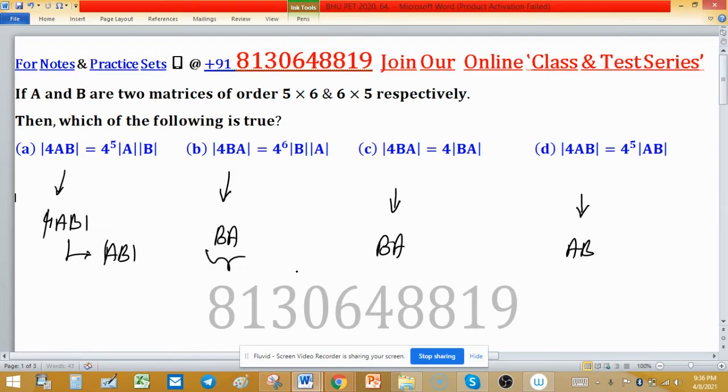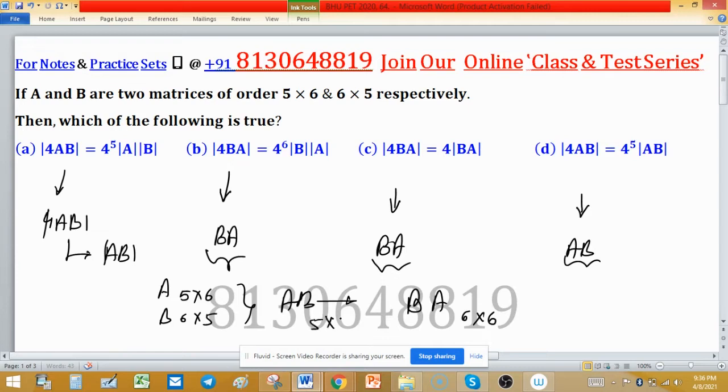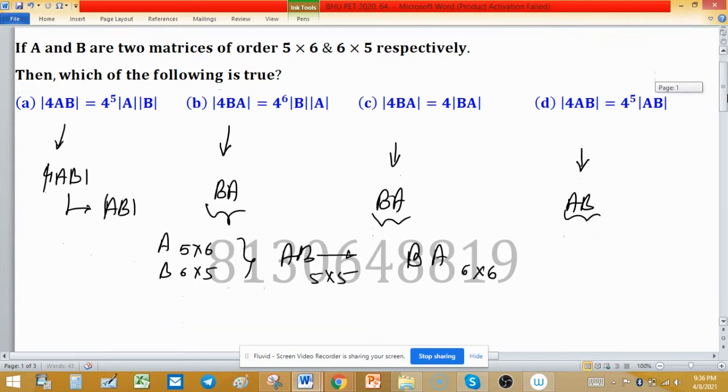Means first we need to check product of A and B is defined or not. A is 5 by 6 and B is 6 by 5. So product AB is well defined. Now check product BA is well defined or not. Product BA is also defined, and this one will be 6 by 6 of size, and AB is of the size 5 by 5. Now come to the answer.